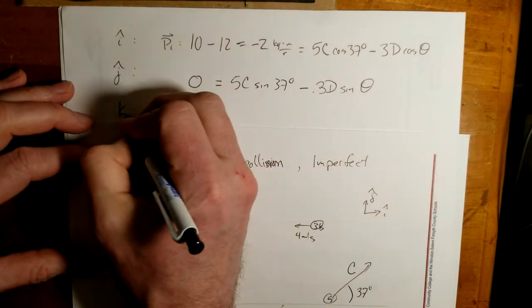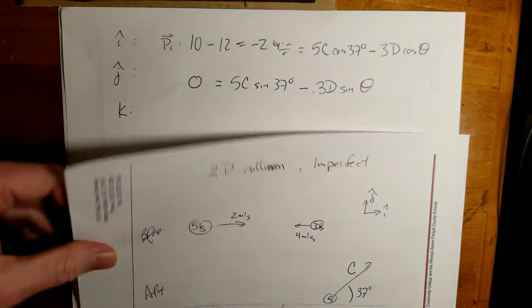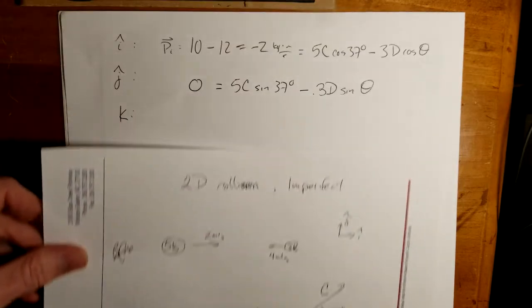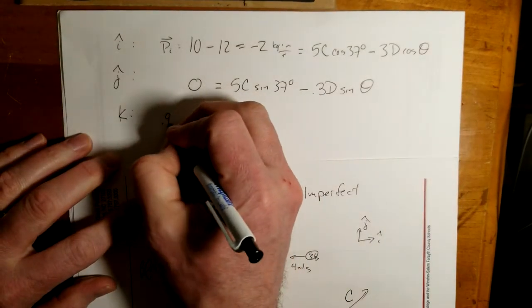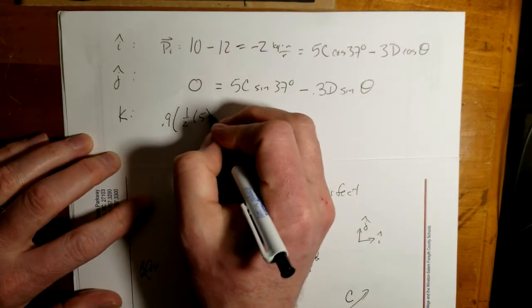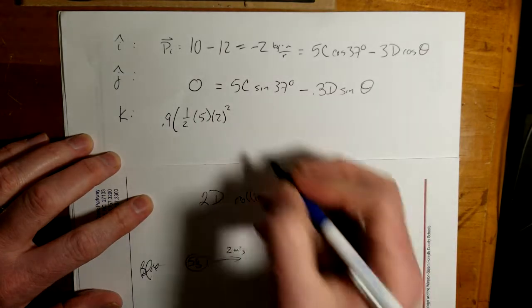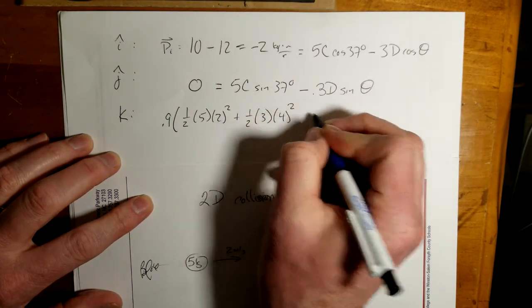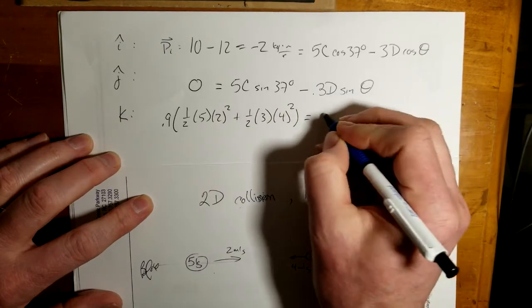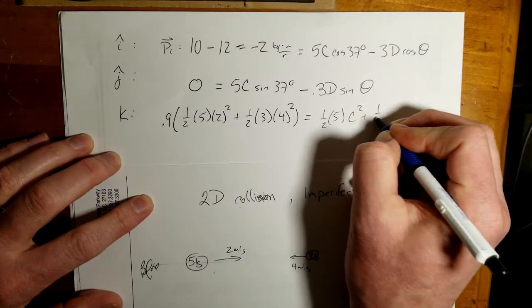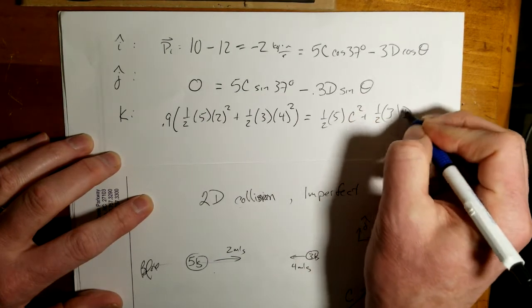And then I have my kinetic energy equation, which is 0.9 times my initial kinetic energy is equal to my final kinetic energy. So 0.9 times my initial kinetic energy, which is 1/2 times 5 times 2 squared, plus 1/2 times 3 times 4 squared, equals 1/2 times 5 times c squared, plus 1/2 times 3 times d squared.